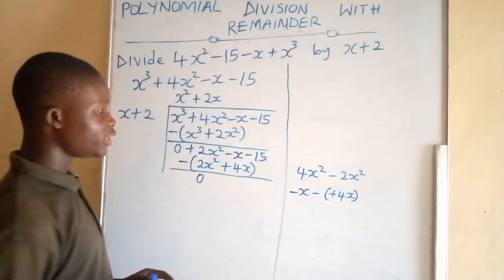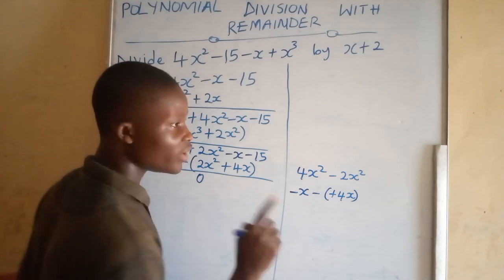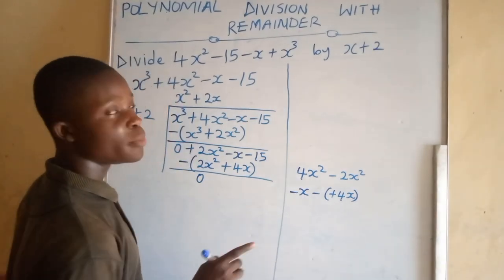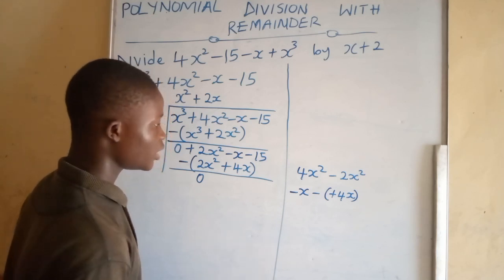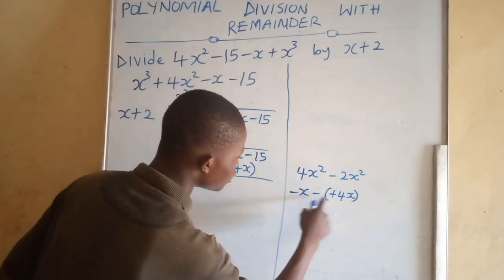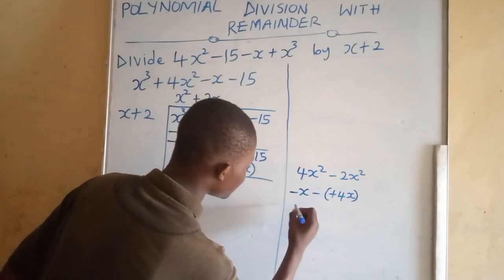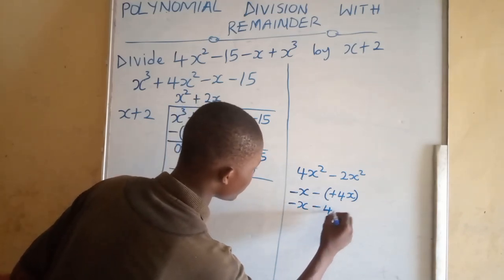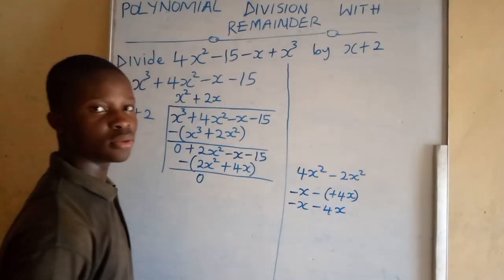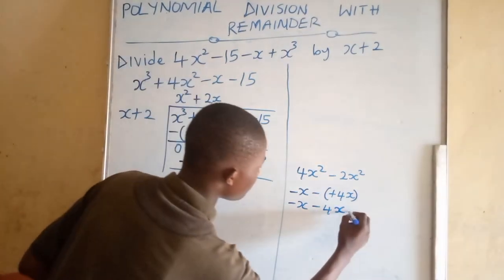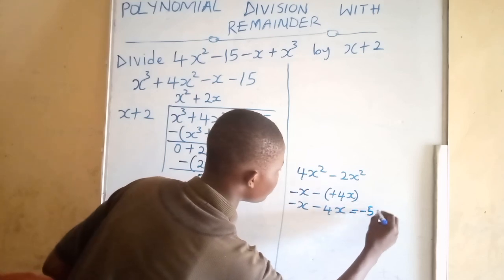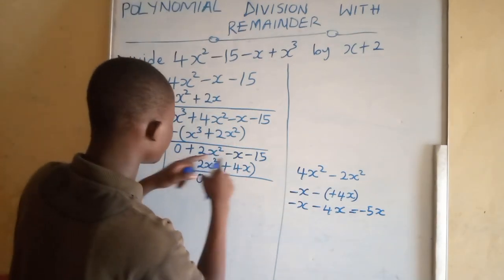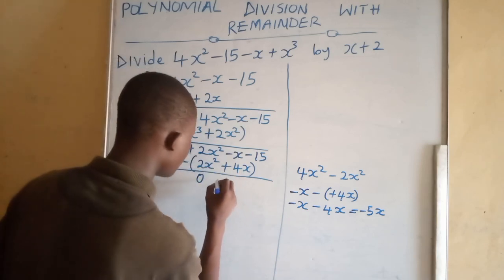You must note all these signs. They are very important in polynomial divisions because it is very easy to make mistakes with signs. Now, minus x minus plus 4x. This is the same thing as writing minus x minus plus is minus 4x, which is equal to what? Minus 5x.